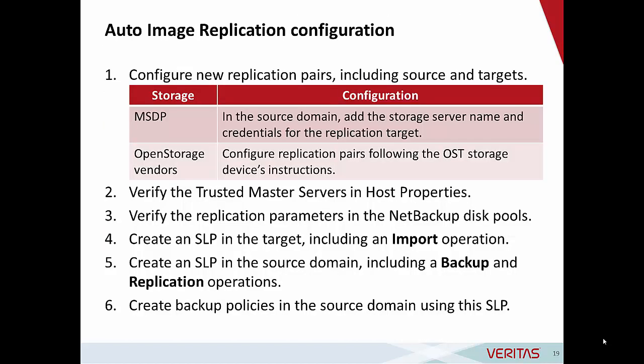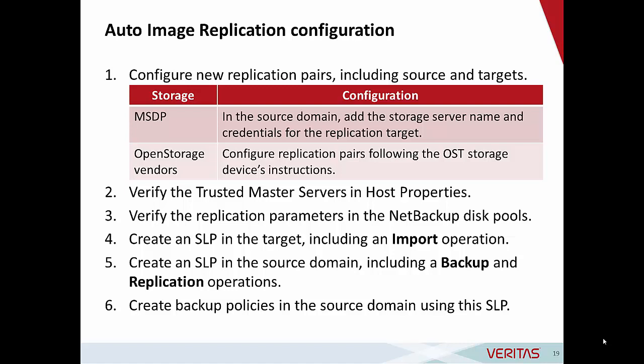To configure Auto Image Replication, I first configure replication pairs, one source domain and one or more target domains. For Veritas MSDP pools, I'm going to go into the credentials for the storage server to add replication targets. For other supported third-party OST vendors, I'll configure replication pairs following those vendors' instructions. Then I'm going to verify the trusted master servers in the host properties.